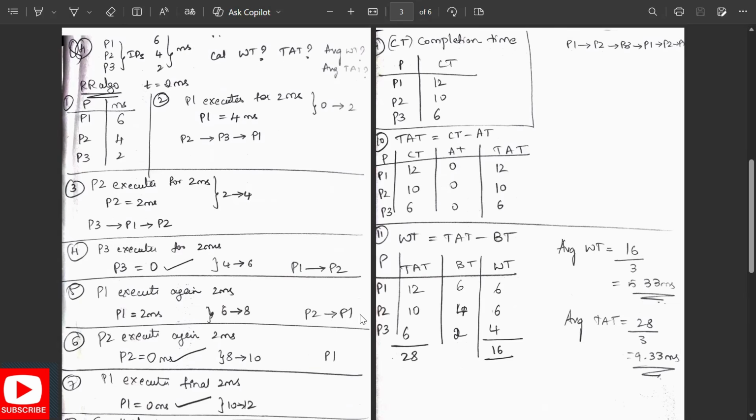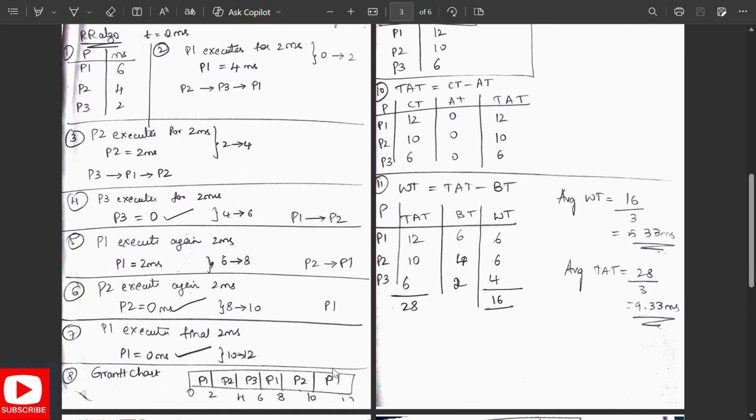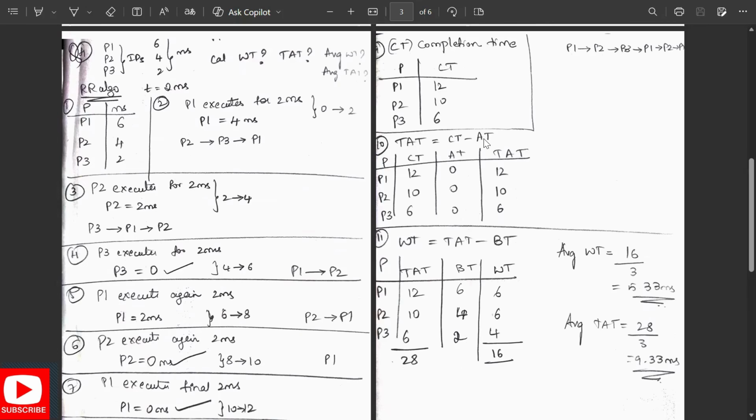Next, the completion time. As I said, it is when the process ended. P1 ended at 12, P2 at 10 and P3 at 6. You have to write that down. TAT is given as CT minus AT, completion time minus arrival time. The completion time is what we calculated, and the arrival time for all is 0. Hence we get the turnaround time as 12, 10 and 6.